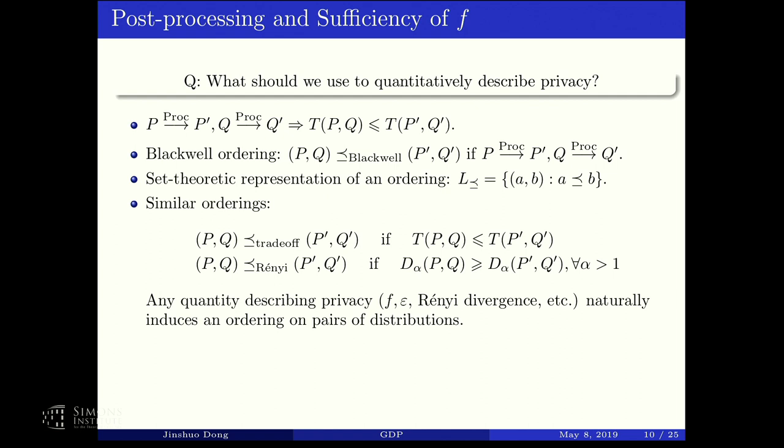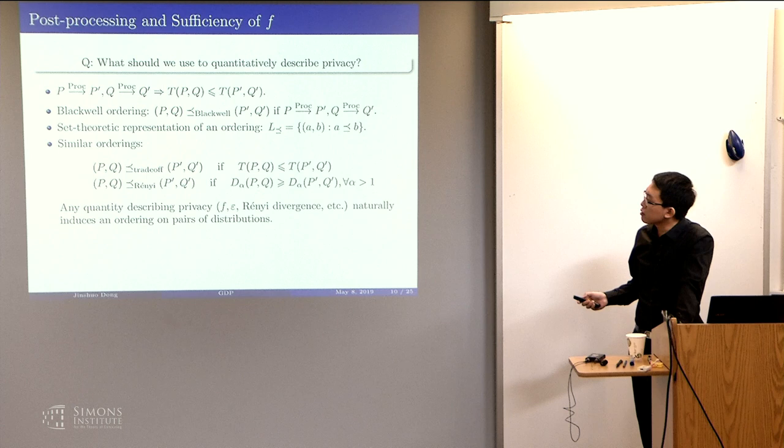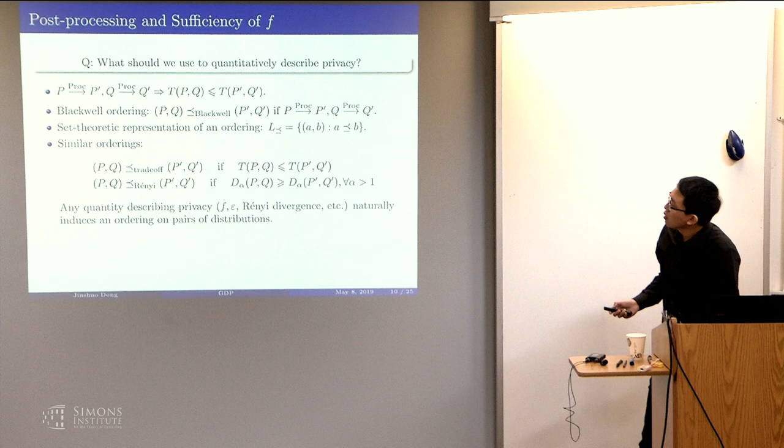We can form similar orderings by looking at the quantitative description of privacy. For example, if we use trade-off, then this is easier than this in the trade-off sense if the trade-off is less than this. And if we want to use Rényi divergence, then this is easier than this if the divergence is larger. Okay? So these are all valid orderings. And we can also form this kind of listing of all the valid inequalities. In general, it's also true. And well, what would that mean?